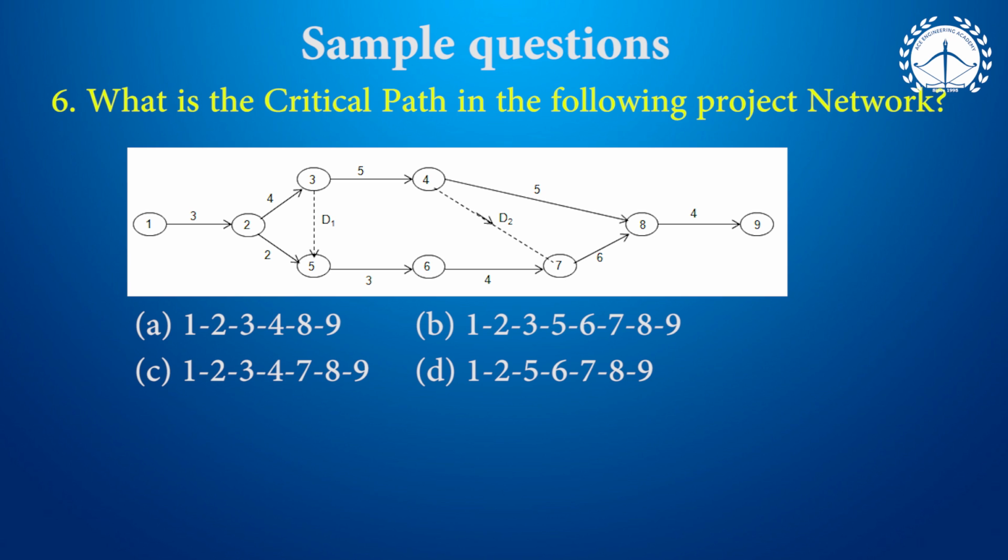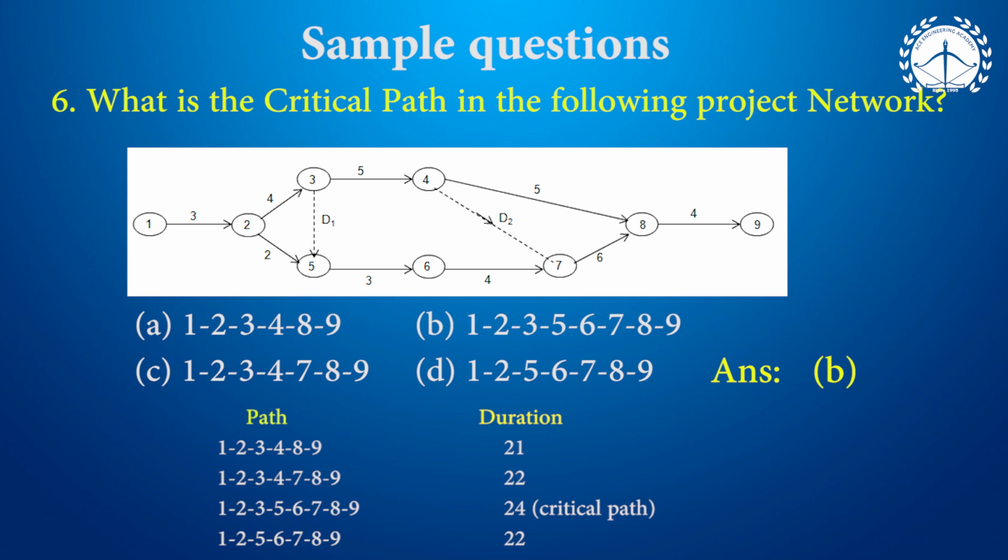In this question, we have some calculation. When we take path by path, we have some values. Among these, highest is going to be 24. It is the longest path duration. So this is known as project duration.